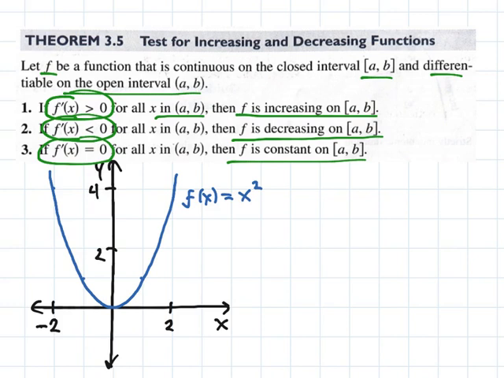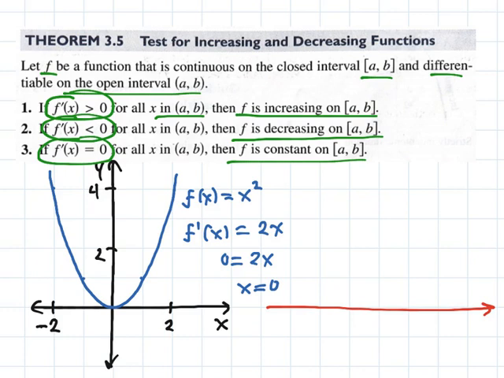So let's demonstrate this theorem with the function f of x is equal to x squared. The derivative of the function is f prime of x is equal to 2x. And if you set the derivative equal to 0 to find the critical numbers of the function, you find that x is equal to 0 is a critical number. And then you can go ahead and check for the sign of the derivative for values of x that are less than the critical number and for values of x that are greater than the critical number.